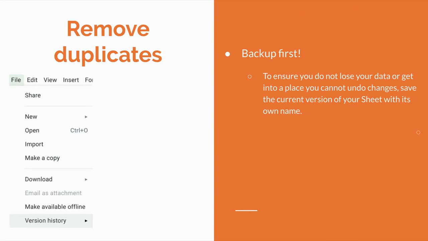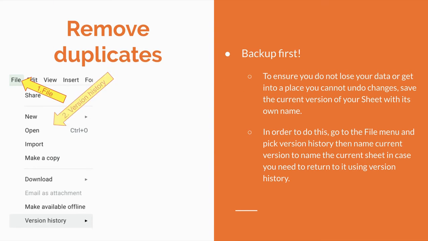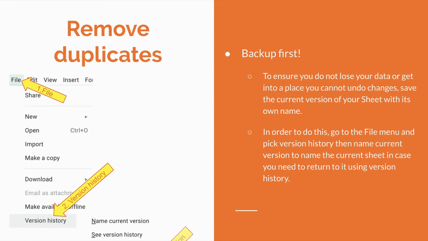You can remove duplicates. This is very dangerous, so do make sure that you first back up. When I say back up, I'm really meaning you're going to File, Version History, and naming the current version of what you have. So if you mess up, you can always go back to that named version in Version History.